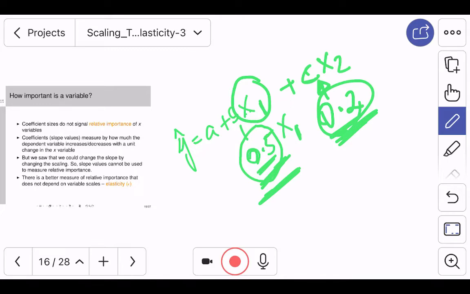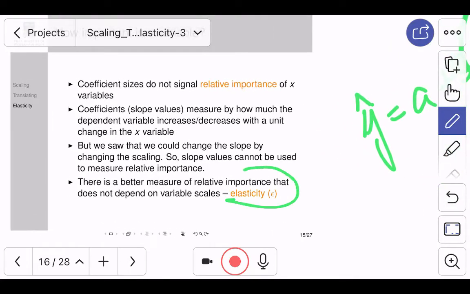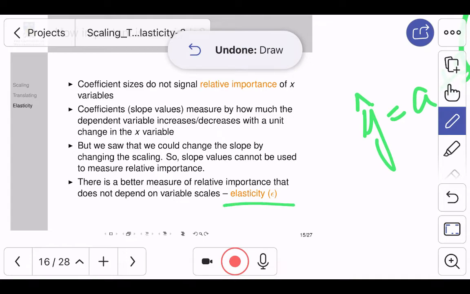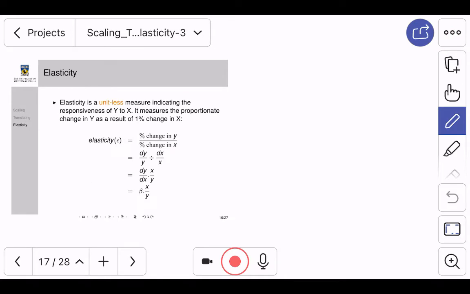So what could I use to see which variables are more important than others? Well, fortunately, we have something called elasticity to use for that. So elasticity can be used to compare how important variables are, and I will explain what that is. But before we do that, let's go and look at its definition.